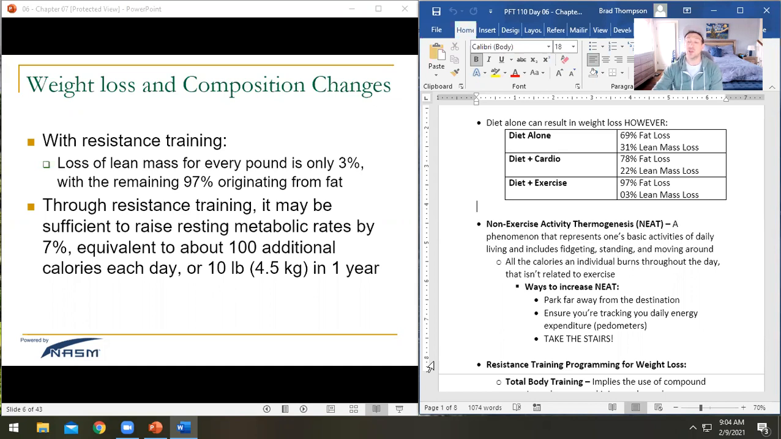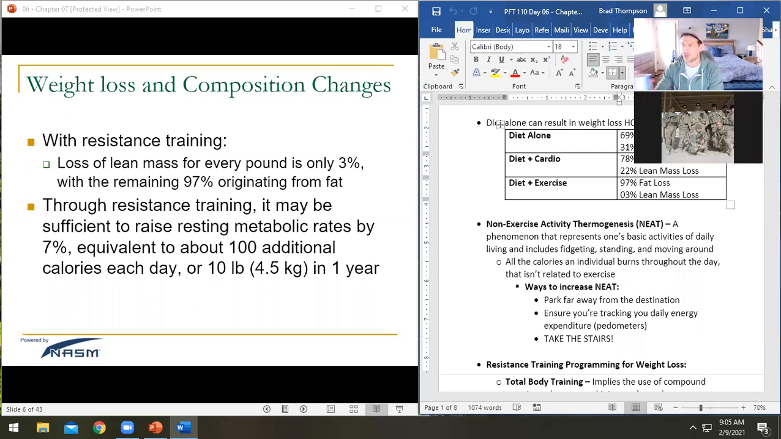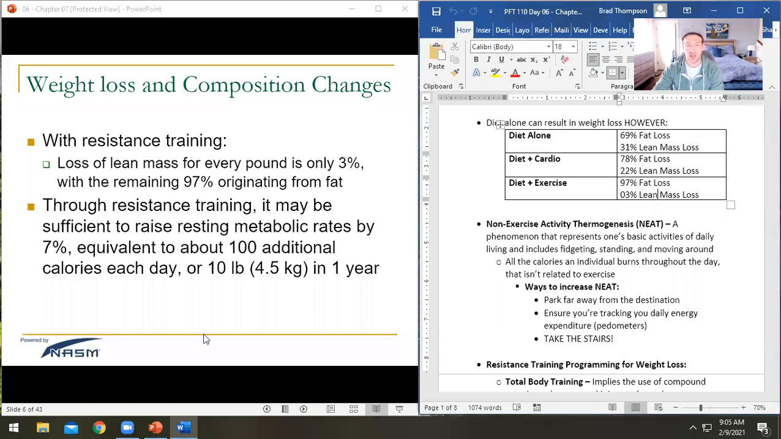So that's where we look at this idea of diet and exercise. By signaling to your body that we need our muscle mass, it's less likely to ditch it when we have a calorie deficit. Does that make sense, guys? Any questions? All right.